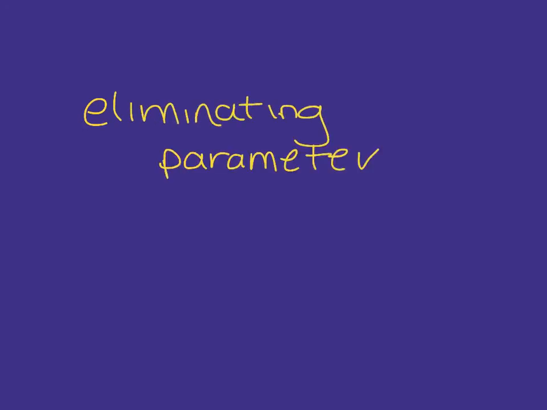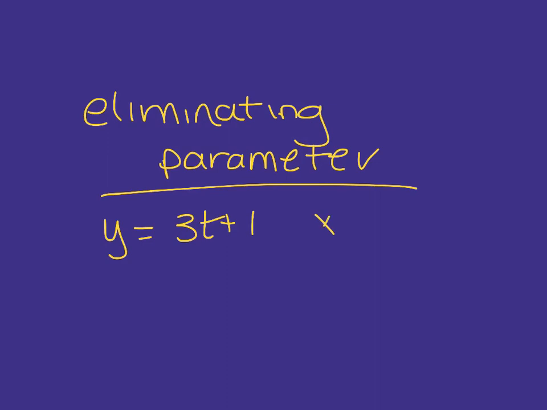The next one is eliminating the parameters. So in this case, you would have something like y equals 3t plus 1 and an x, sorry, equals 4t plus 2. The goal is to get rid of the t. So you solve one of the equations for t, plug it back into the other one, and you end up with 1 equation with no t. That's eliminating the parameter.